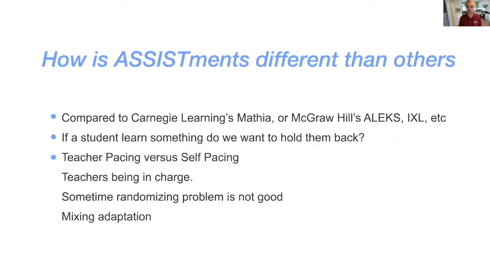So how is the system different from others, like Carnegie Learning's Mathia or McGraw-Hill or ALEKS? My advisors created Mathia. And the idea is that if a kid learns something, we should let them go on, right? We don't want to hold them back. No, we should. I'm here to tell you the counterintuitive thing, which is that you should have the gut instinct that we don't want kids just moving on. We want some amount of adaptation.